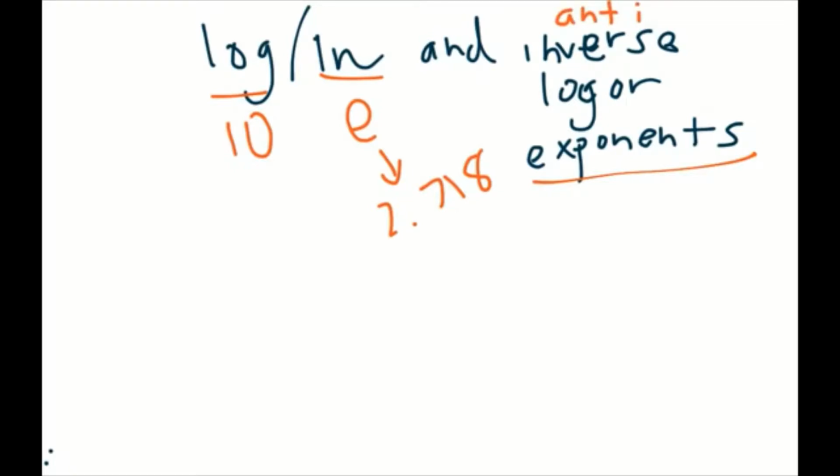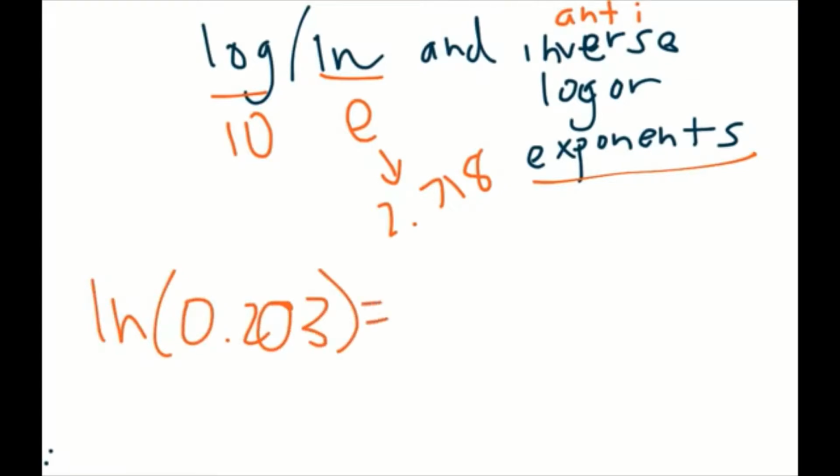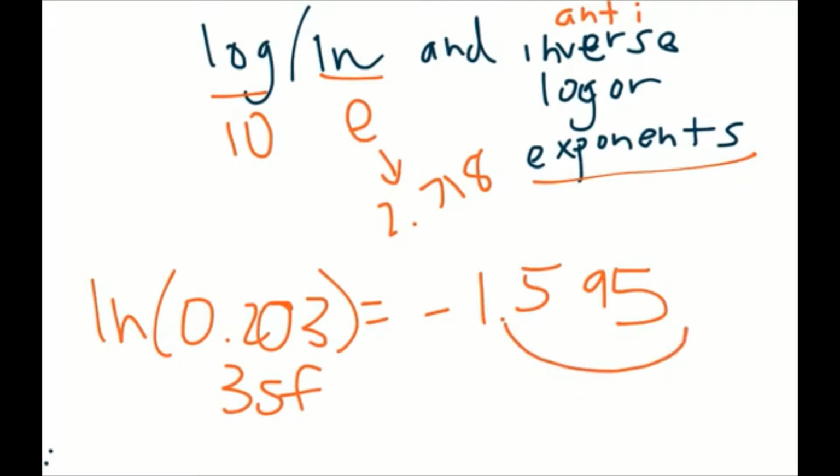So count the sig figs of the original number. The log or ln of the number has that many decimal places. Let's do an example. ln of 0.203 will be negative 1.595. And since 0.203 has 3 sig figs, our final answer will have 3 decimal places. Weird, right? Well, this has 3 decimal places incidentally, so we are good.